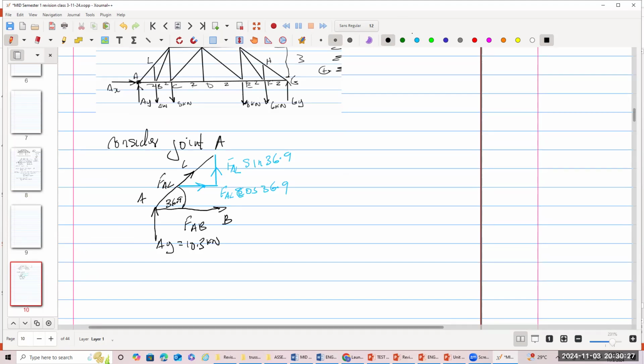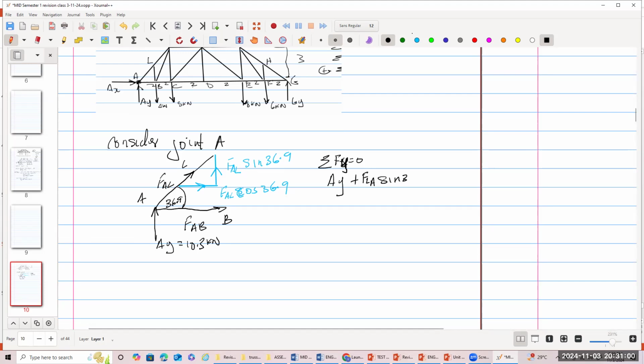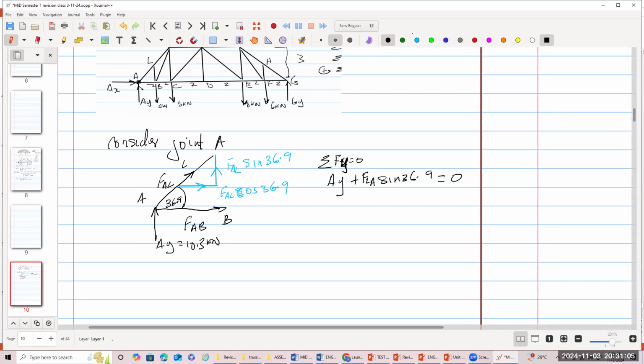We want to consider the sum of the forces in the X equal to 0. You could do the Y first. Let's do the Y first and see if it gives us an answer. I always tell you to do the Y first, but you could just write the equations and work out the one that gives you an answer. So the Y would have AY positive going up, which we know. Then you have plus FLA sine 36.9 equal to 0.